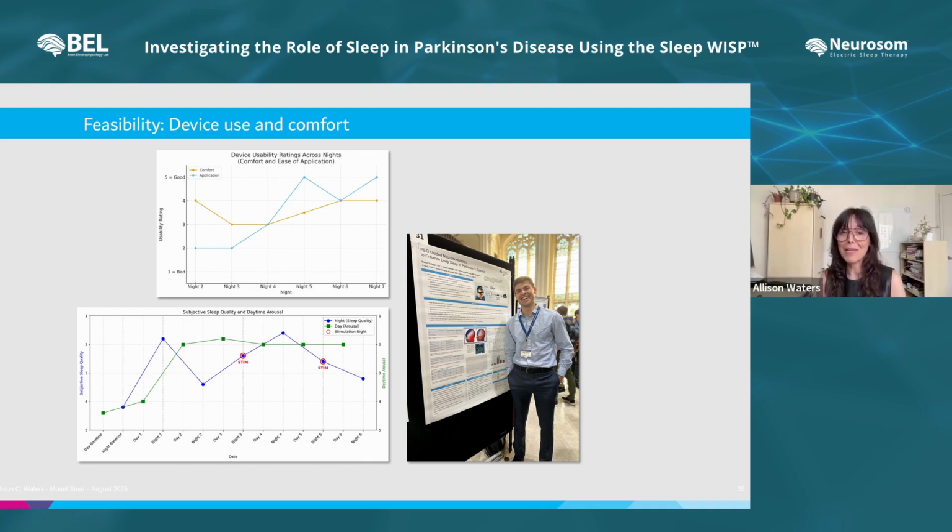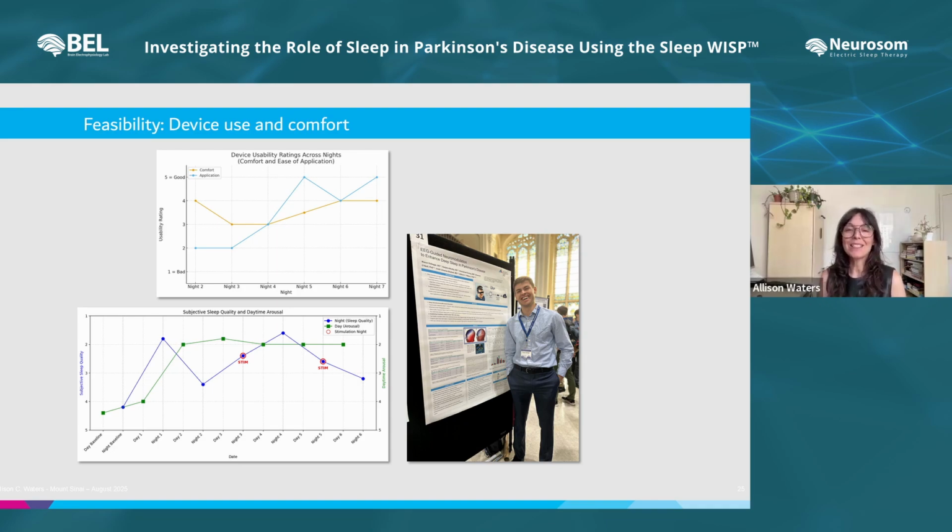So actually a big part of our trial is feasibility. Here we're looking at some comfort ratings, how they steadily improved over the course of the week. These are the patient's ratings of the comfort of the device. And you see their ratings of how easy the application was went from frustrating to 5 out of 5 over the course of the week with some practice.